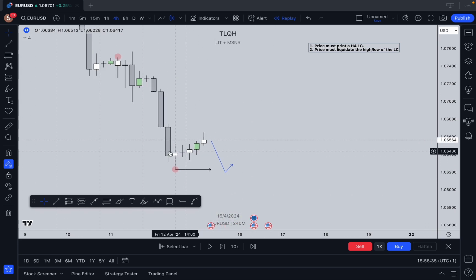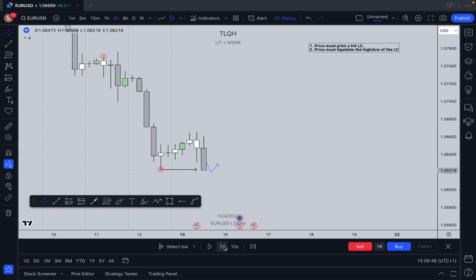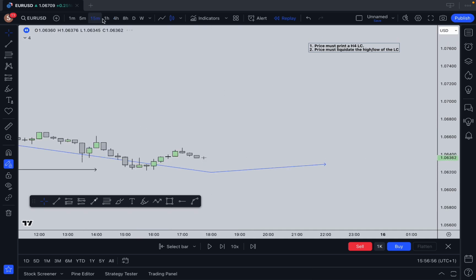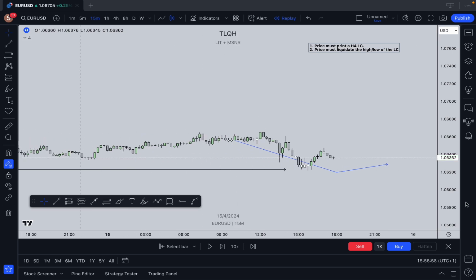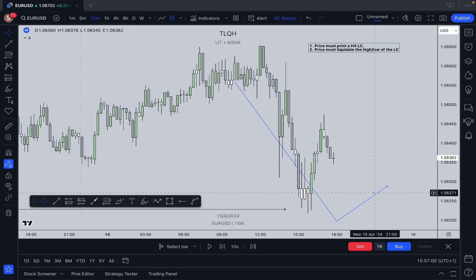So I'm focused more on the ones which are on highs and lows. So this one here, I wouldn't be too focused on. However, this one here, I would be. So when we come down into it, we must liquidate the low, like so. Now that price has liquidated the low, we can actually go down to a lower time frame. The time frame I'm going to go down to is the 15-minute.